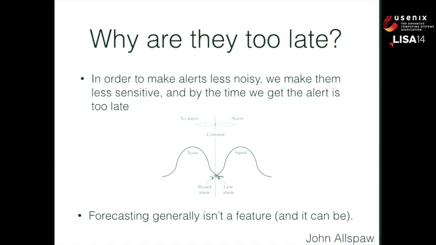As far as why they're too late, I think this problem's a little bit more subtle. The image here is from a blog post by John Alsva, which I have a link to at the end of the slide. It's a really good one you should read. I think why they're too late is that in order to make alerts less noisy, we make them less sensitive. But if we do that, then the chances are when we get them, it might be too late for us to do anything. At the opposite end of the spectrum, you make alerts very sensitive, and then they're spam and you don't pay attention. So you have this intersection of noise and signal where you have the sweet spot. And in a lot of monitoring systems, that sweet spot is just too small. It's hard to define accurate conditions to get into that accurate signal where you're not getting noise. And also, forecasting generally isn't a feature, and it can be. It can be very useful.